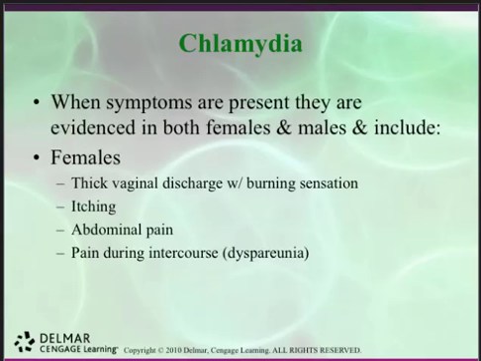When symptoms are present, they're evidenced in both males and females, and they include, in females, thick vaginal discharge and a burning sensation, itching, abdominal pain, as well as pain during intercourse, and the clinical term for this is dyspareunia. If the symptoms are present, they usually begin 1 or 2 weeks after exposure and are likely to be mild.